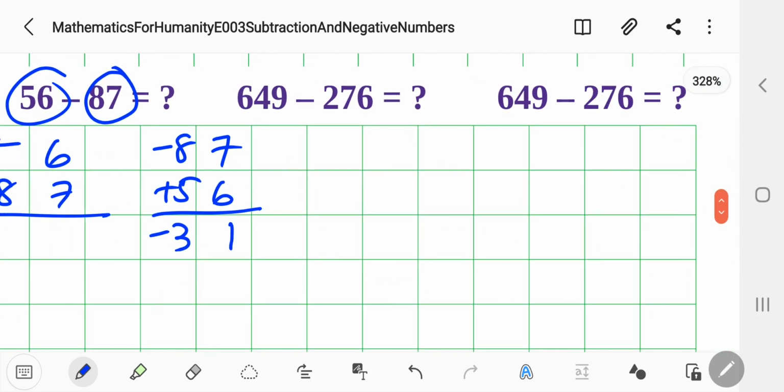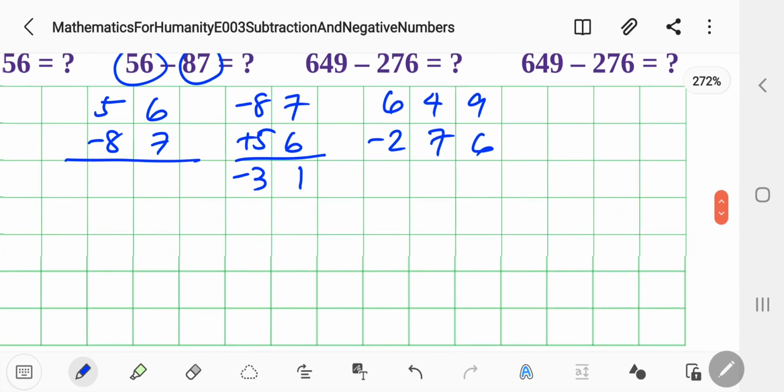So how about this? 649 minus 276. You have to put a space here, because look at this. You have 9 minus 6. This is okay, but 4 minus 7 is not okay. And then you have 6 minus 2. You can actually write this like this one.